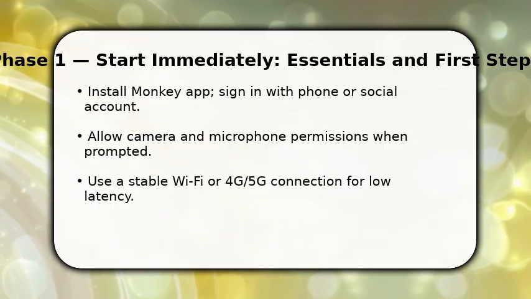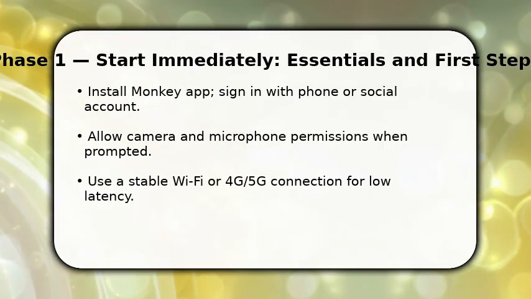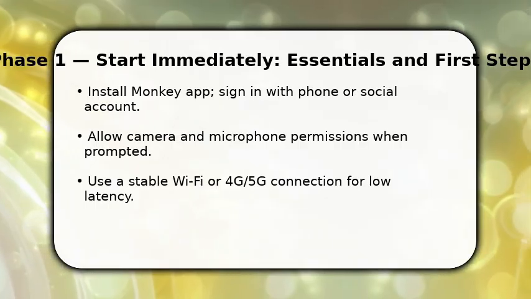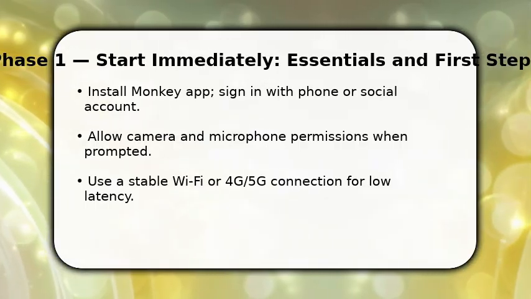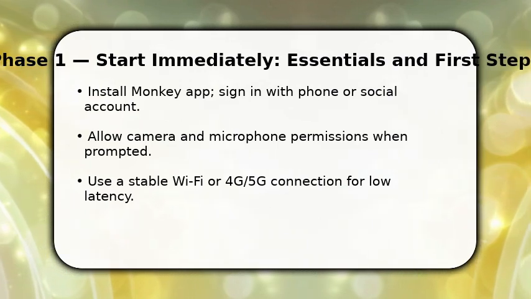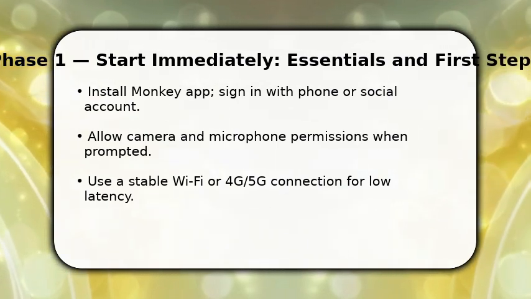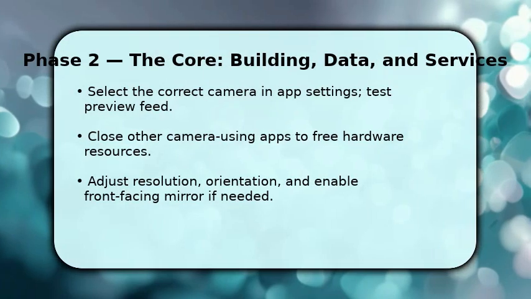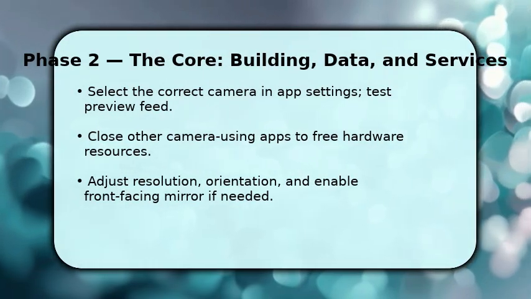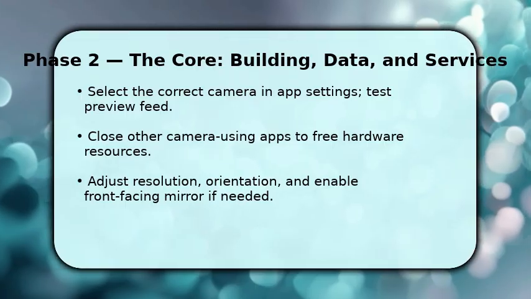This reduces reconnection loops. Now, position the camera at eye level and open Monkey. The app should request permission and prepare the feed for the next steps. Next, dive into Monkey's camera settings and explicitly choose your webcam if multiple inputs exist. This prevents the app from defaulting to an internal camera.